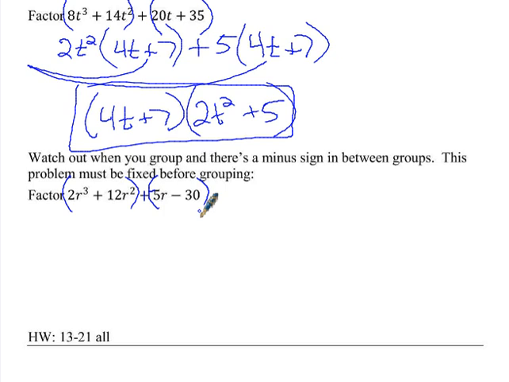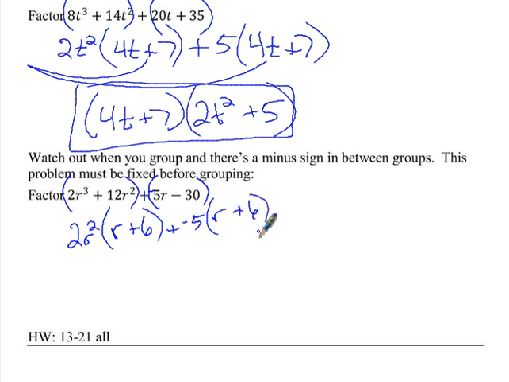Now what? GCF of the first group is what? 2r squared. Parentheses, what's left over? r plus 6. Close the parentheses. Then I have the plus sign. What's the GCF of negative 5r minus 30? Good, it's actually negative 5. So I'm going to pull the plus sign down and then I'm going to factor out the negative 5. Parentheses, what's left over? r plus 6.